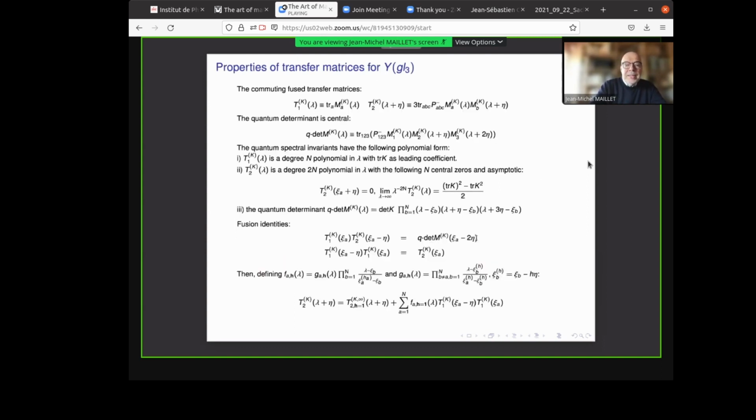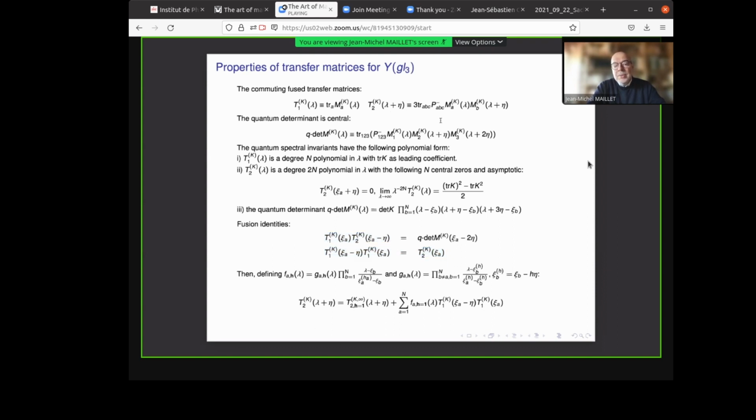Okay, so let's see what it gives for high rank. Well, for high rank, the situation is slightly changed. So let me go just to the fundamental representation. You have a fusion identity here. So there are two levels. So you have a T1 and a T2.